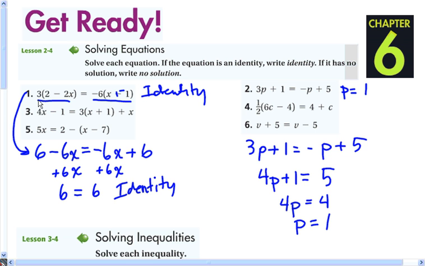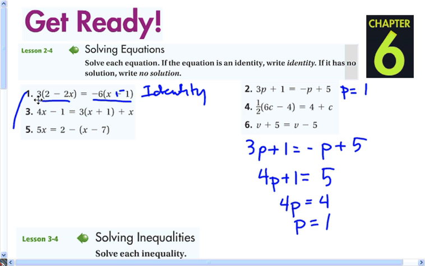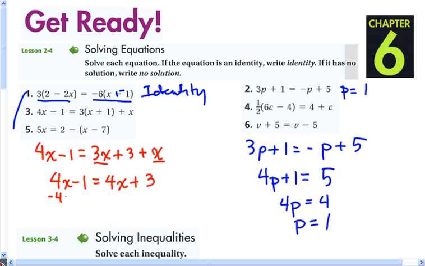All right, number 3. So I have 4x minus 1. I'm going to use the distributive property as I write this down. 3 times x plus 3 plus x. And I can simplify the right side. 3x plus x is the same as 4x plus 3. Now, if I were to subtract 4x from both sides, I would get negative 1 is equal to 3. But negative 1 is not equal to 3, so that's a false statement, which means there is no solution. I'll let you do the rest of them.